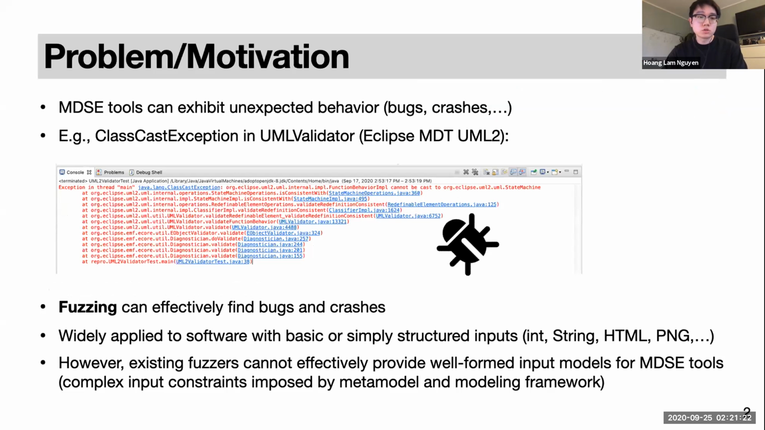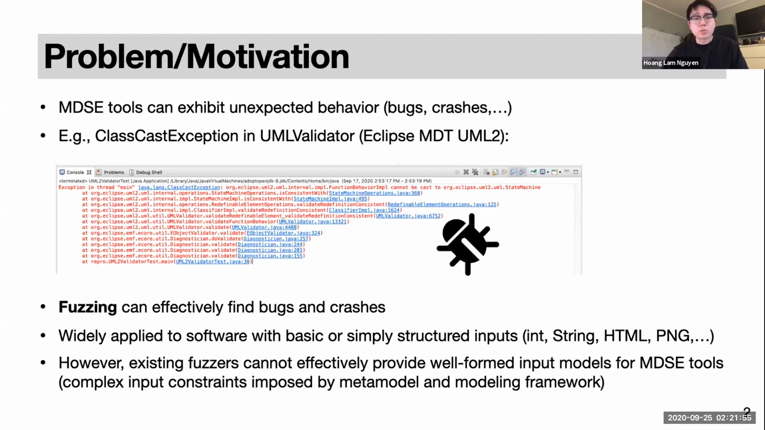So, model-driven software engineering tools, that is, tools that process models, can exhibit unexpected program behavior, just like any other software. For example, here we have a class cast exception in the Eclipse UML validator utility. In order to improve the reliability and maturity of MDSE tools, these possible errors must be identified as fast as possible. However, as we all know, manual testing is very tedious, and thus an automatic approach is more preferable.